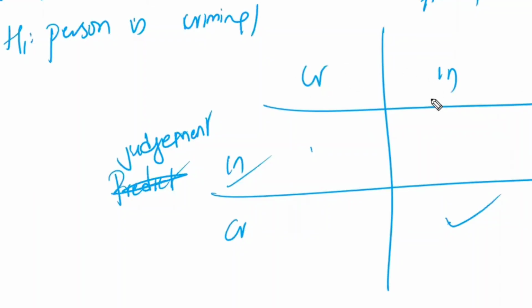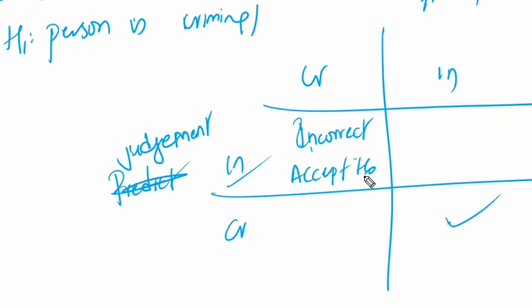Now, this person is a criminal, but you are accepting him as innocent, which means incorrect. Incorrectly, what you are doing? Incorrectly accepting the H naught. Incorrect acceptance of H naught will come into the first position. Don't fix the position.